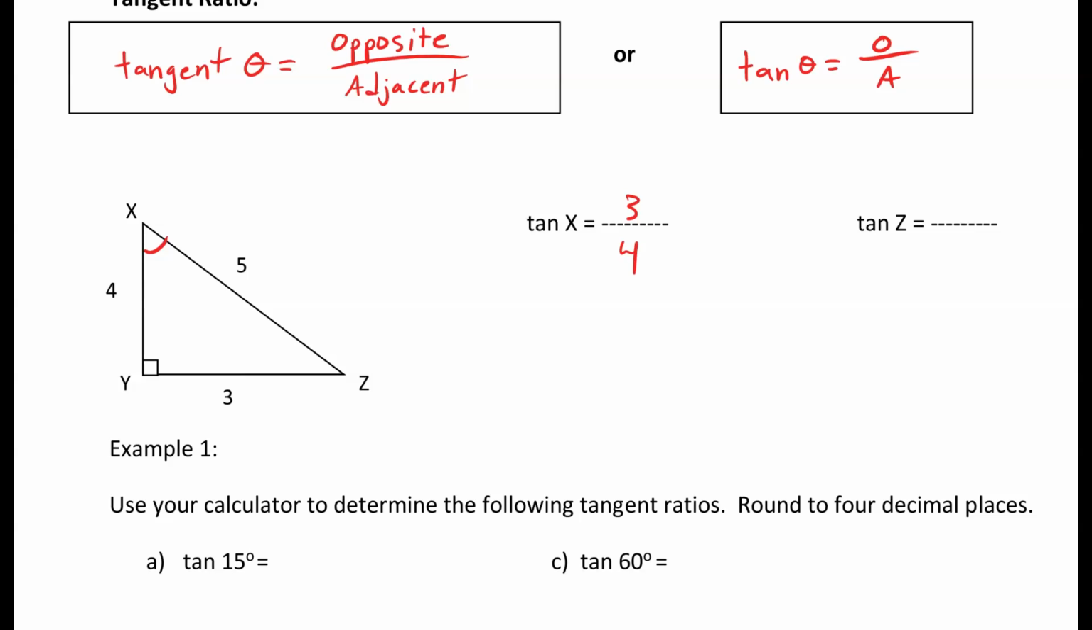Now, if we were solving for tan Z, we have our bottom here, and we want our opposite, which is right across, and then we have our adjacent, which would be right below. So we have 4 over 3. Remember, make sure you're not confusing it and using the hypotenuse. You always want your opposite over your adjacent.